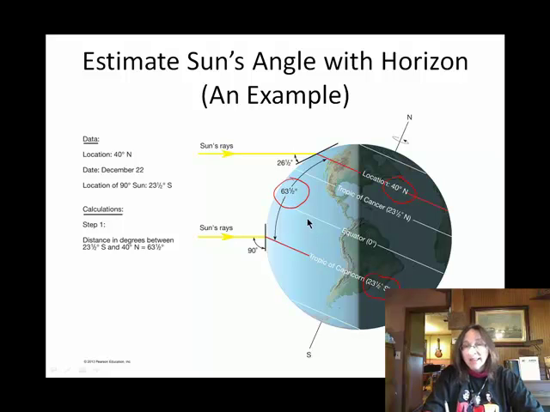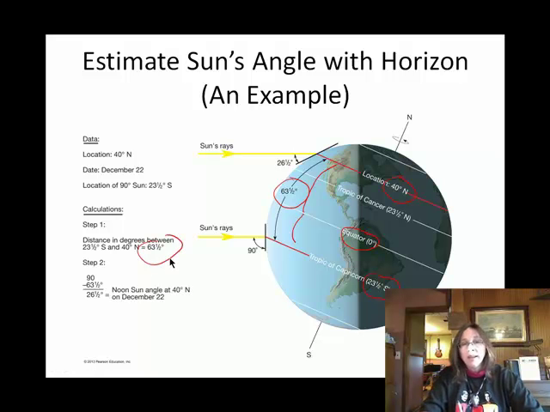In order to get that, you have to recognize that we're going through the equator. So in this summation, we had to add 40 plus 23.5, which is 63.5. Then step 2 is to take 90 degrees and subtract the number of degrees between you and the location receiving the most direct amount of sunlight. So 90 minus 63.5 gives us 26.5 degrees.